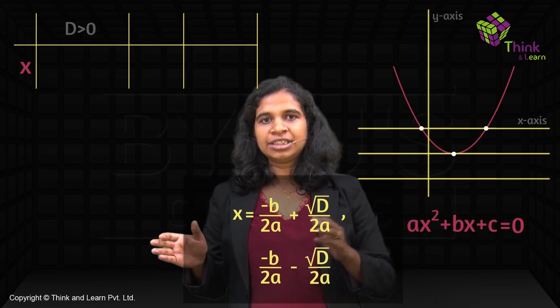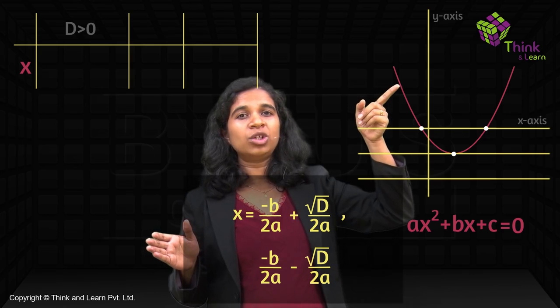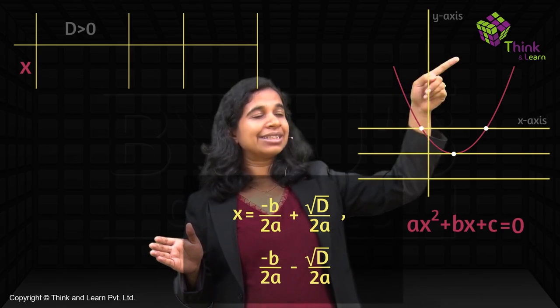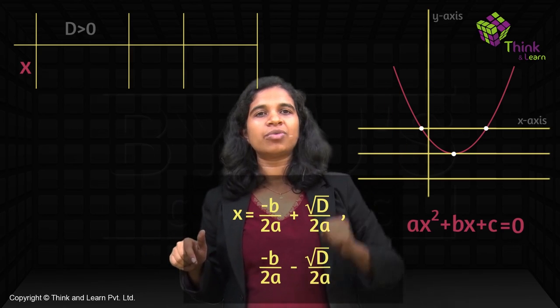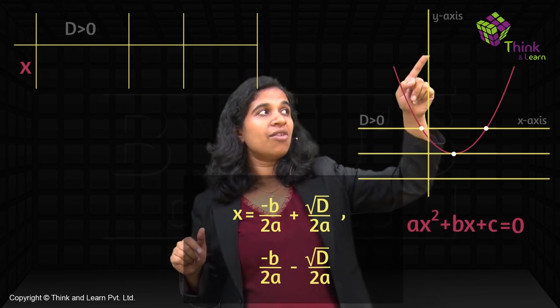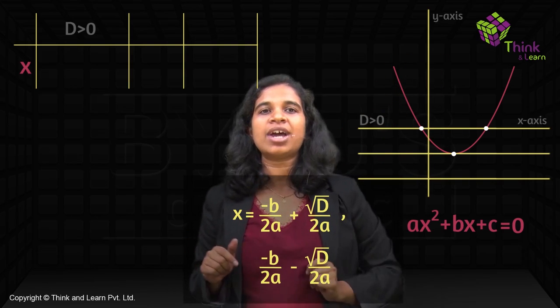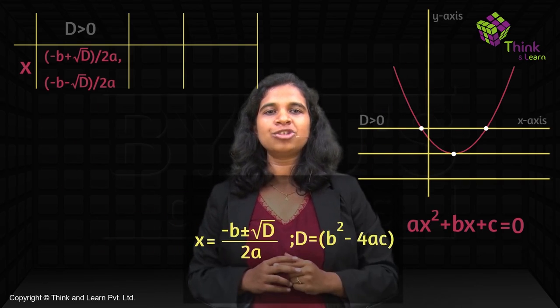So if d is greater than 0, you get 2 distinct values. Now look back at your graph. Where did you get 2 distinct values? When your x-axis cut the graph at 2 points. So this d greater than 0 should be the case where the x-axis is cutting it at 2 points. So let's put that there. So in your graph, when d is greater than 0 is the case where x-axis will cut it at 2 points. Great. We've related algebra and geometry.